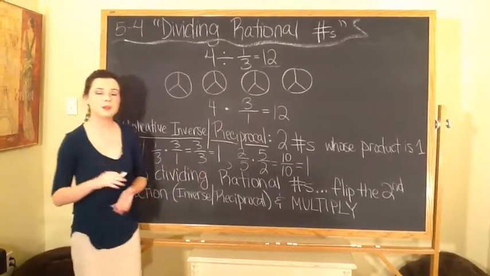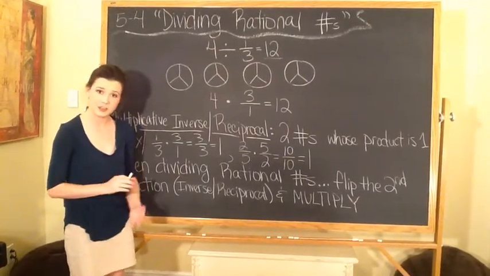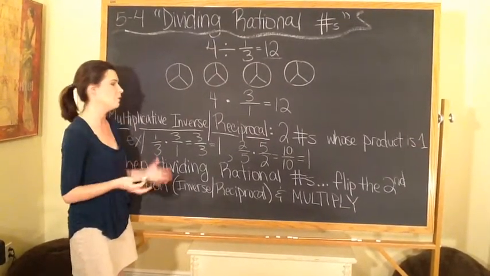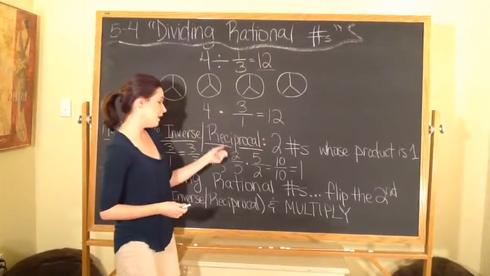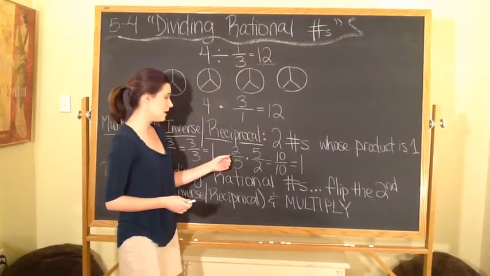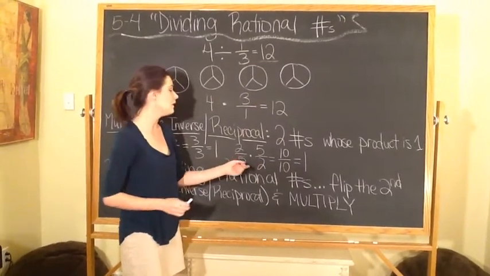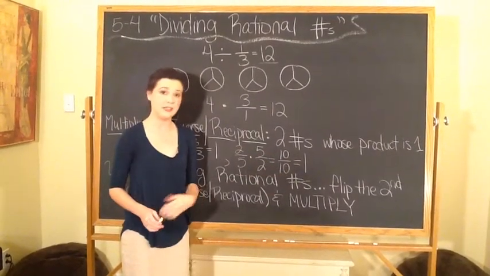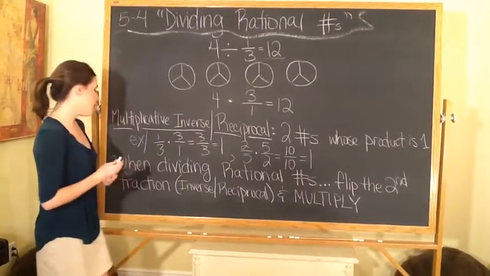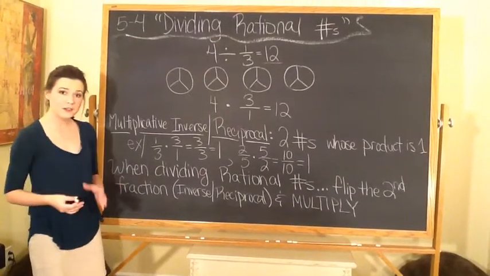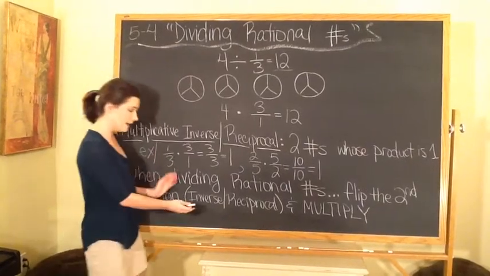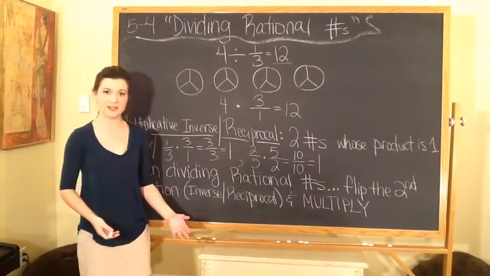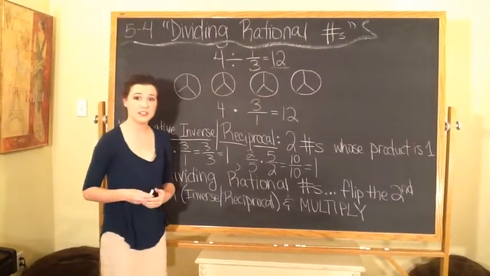So anytime you're flipping a fraction, that is finding its inverse. It's kind of like the opposite one, that when they're together, they make 1. Another example is 2/5 and 5/2, because you flip them around and multiply across, you'll get 10 over 10, which gives you 1. So whenever you're dividing with rational numbers, flip the second fraction, which is finding the inverse, and multiply instead of divide. Okay, so let's go ahead and do some examples.